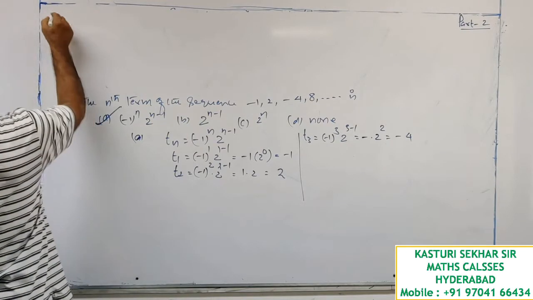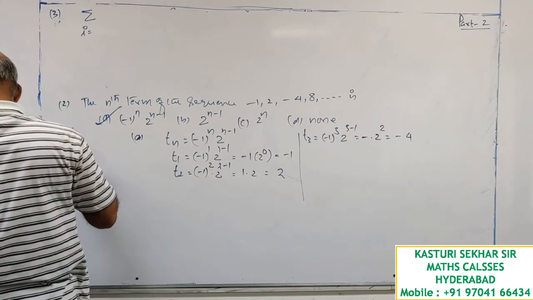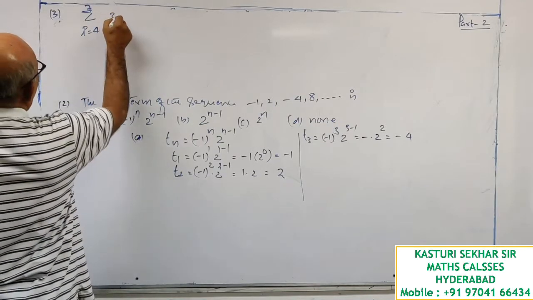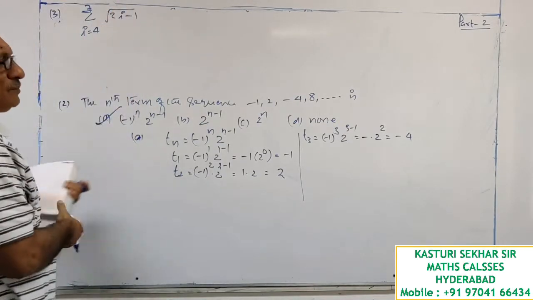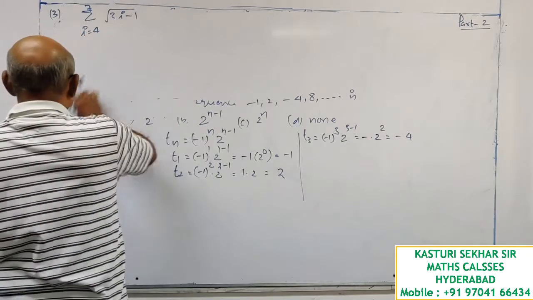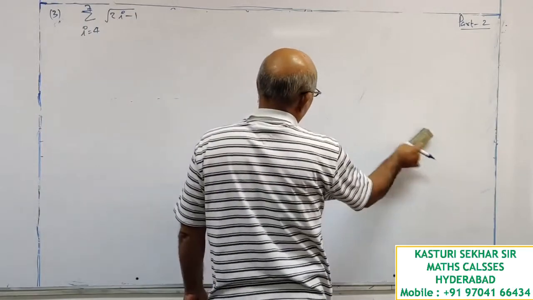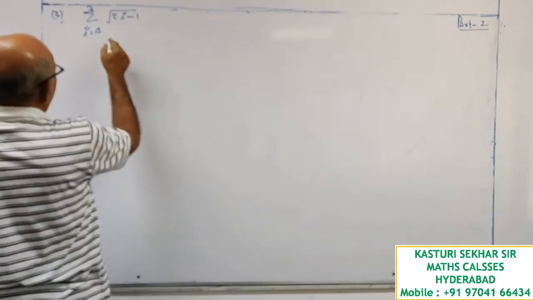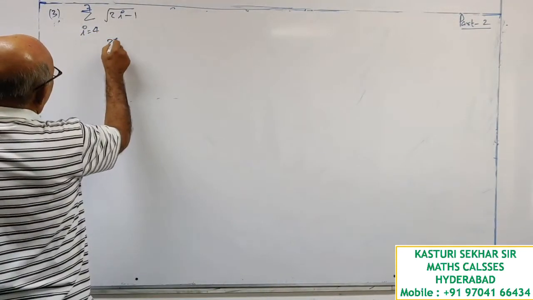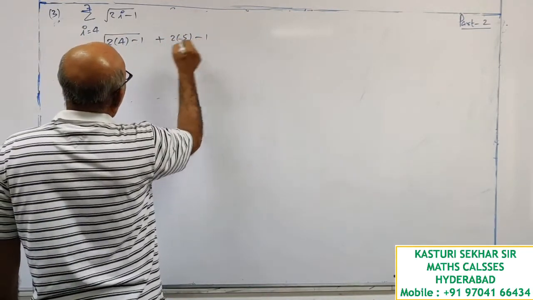Look at the question number 3. Summation of i is equal to 4 to 7, square root of 2i minus 1. This is given to expand the sigma notation. Take i is equal to 4 because i is a variable. When i is equal to 4, it is square root of 2 into 4 minus 1 plus square root of 2 into 5 minus 1.